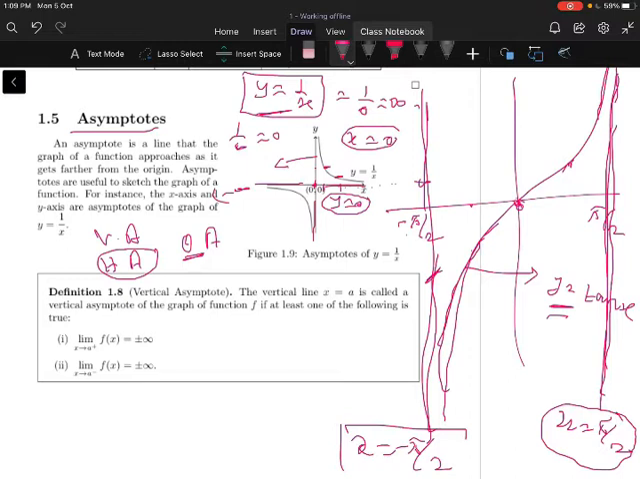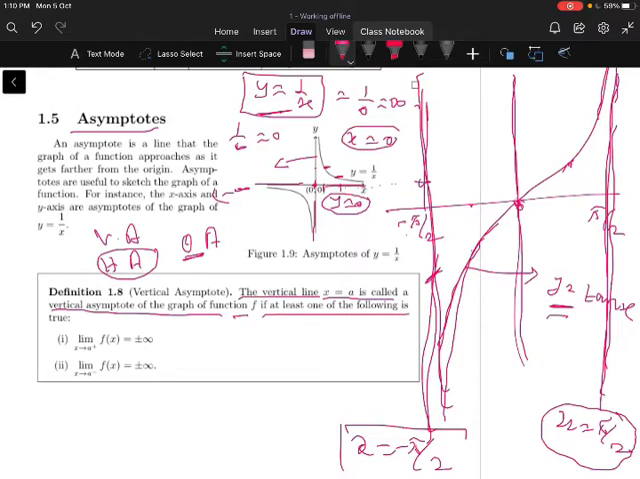Now let us move to the definition of the vertical asymptote. A vertical line is nothing but a line parallel to the y-axis, or the y-axis itself is a vertical line. Parallel to the y-axis means, for example, x equal to pi by 2, x equal to minus pi by 2, like this one can take.